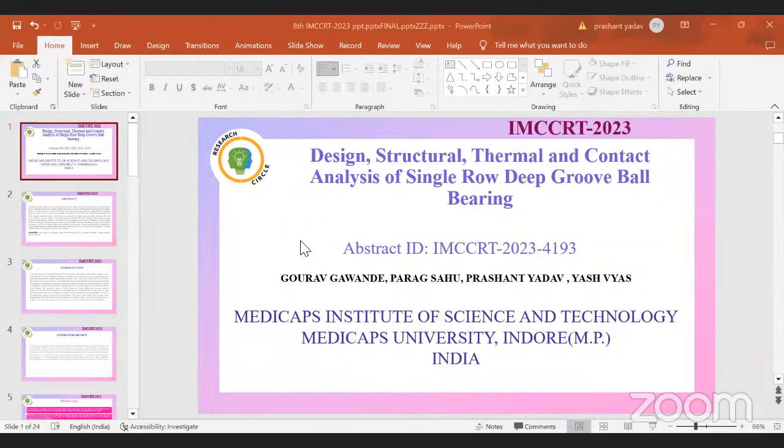Today I will be giving a presentation on the design, structural, thermal, and contact analysis of single row deep groove ball bearing. Firstly, we have four members. First is Gaurav Gavande, second is Parag Sahun, third is Prashant Yadav, and fourth is me, Yash Vyas. I belong to Medicaps University.